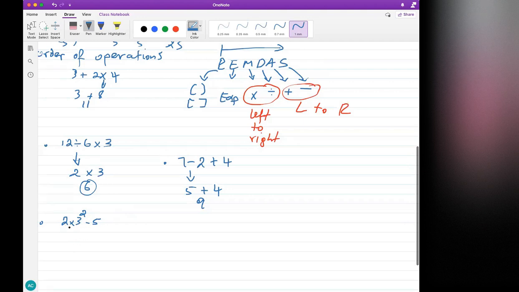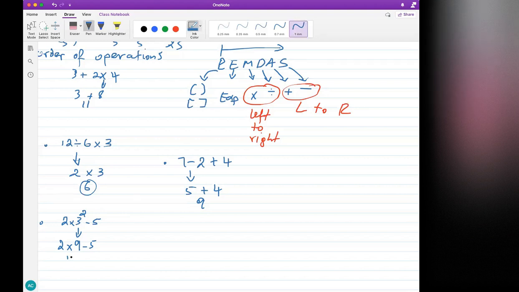Exponents. That's right. So you look for parentheses, we don't have them. You move to exponents, then the multiplication. So it's not 2 times 3 yet, because the exponent comes first, as we saw in the order. 9 times 2 is 18, minus 5 is 13. That's right. The exponent first, then you look for multiplication, which is here, before the subtraction.